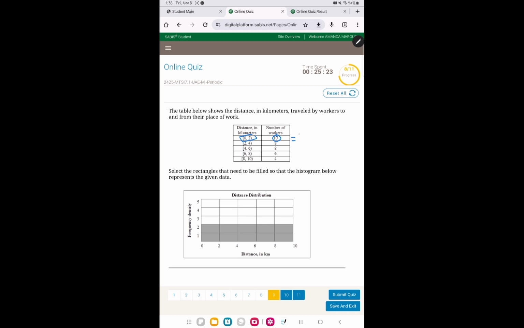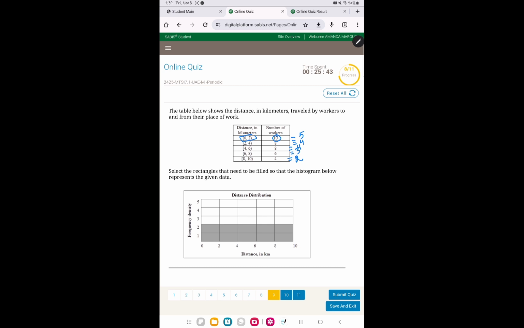So 10 divided by 2, 5. Then 8 divided by 2, 4. Then 8 divided by 2 again, 4. Then 6 divided by 2 is 3. And then finally 4 divided by 2 is 2.